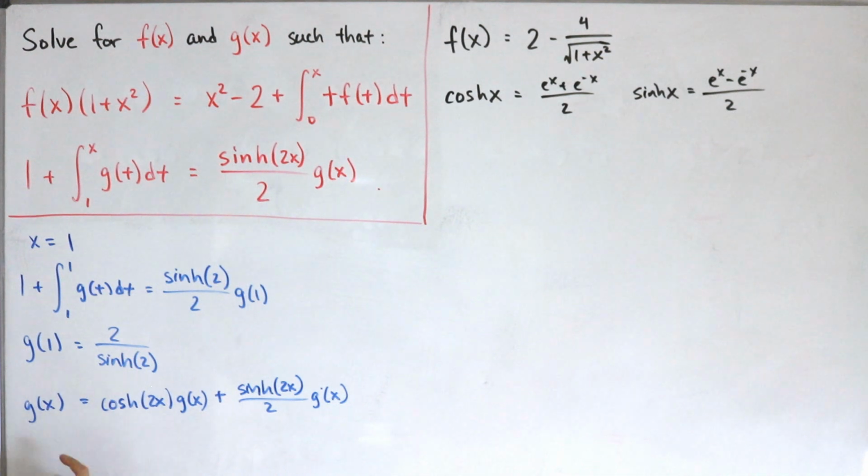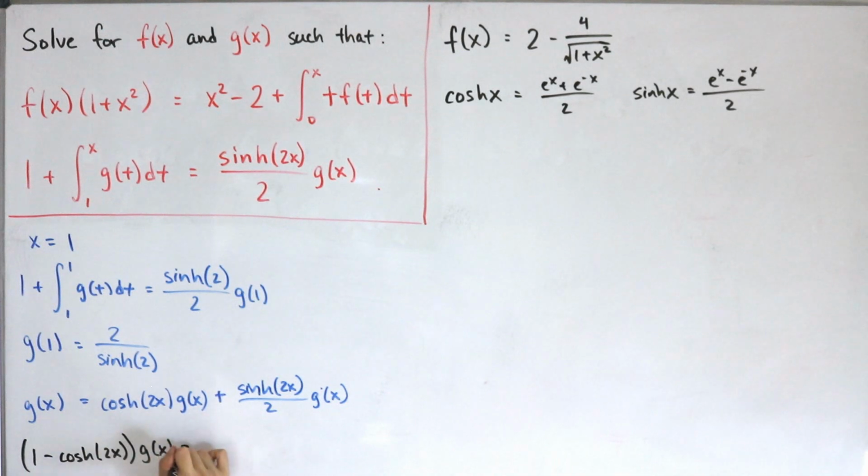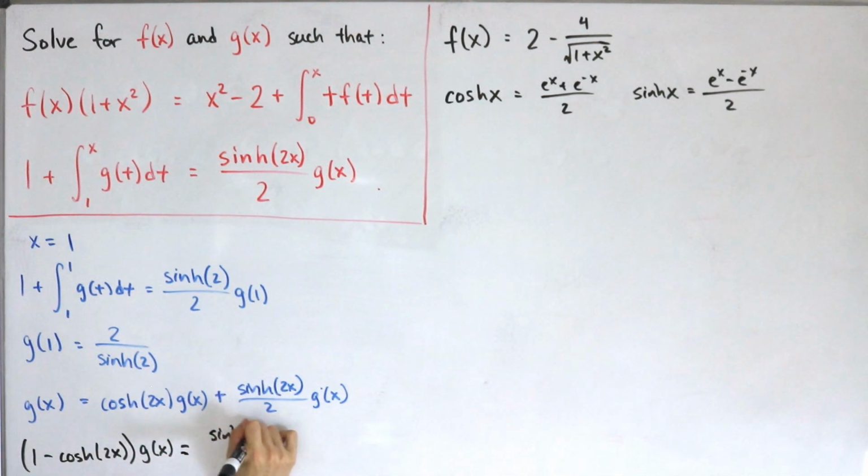Before we get to that, why don't we subtract the hyperbolic cosine of 2x from both sides, because it's associated with g of x, and then I factor out the g of x. Now I have 1 minus the hyperbolic cosine of 2x, multiplied with g of x, and of course we set this equal to the right hand side, hyperbolic sine of 2x divided by 2, multiplied with g prime of x.